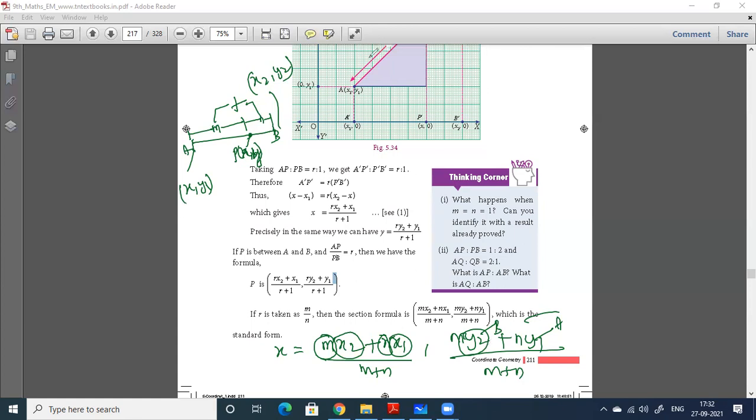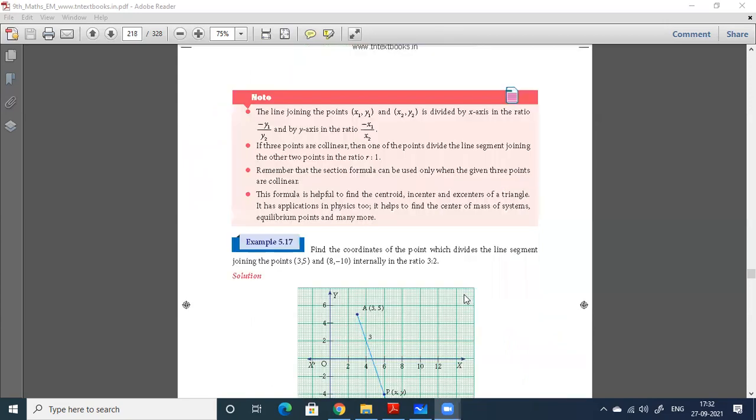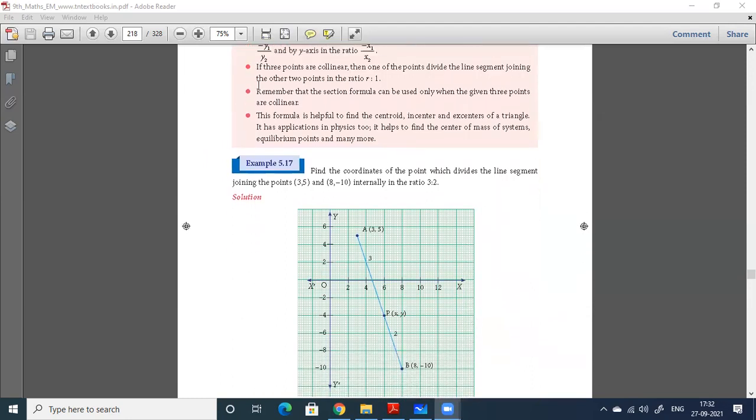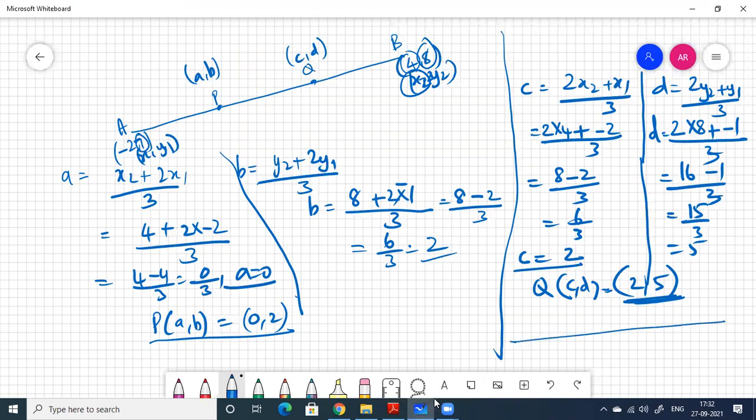Once you remember, there is nothing else. You understand and master this. Once you have mastered it, now let us go and do some problems. And one more thing is, section formula can be used only when the three given points are collinear. That means all this m x2 plus n x1 by m plus n works only if the points are on the same line. If it is a triangle or something, it's not on the same line, then it doesn't work.